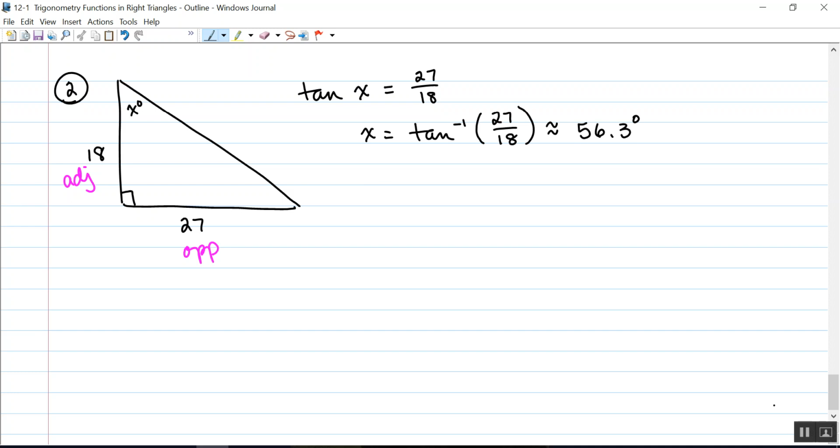So in this section, we took a look at the trigonometry functions that we use in right triangles: sine, cosine, and tangent, which we saw in geometry last year, and we were introduced to secant, cosecant, and cotangent, and how to use those to help solve triangles.